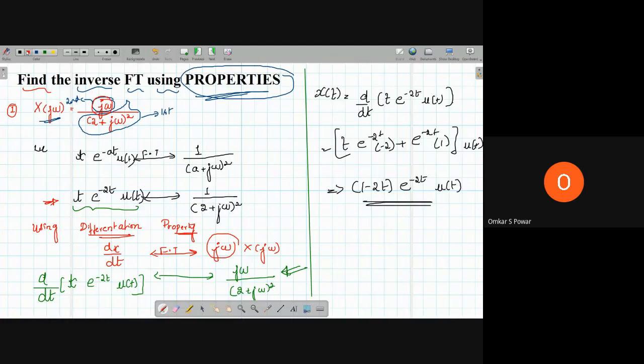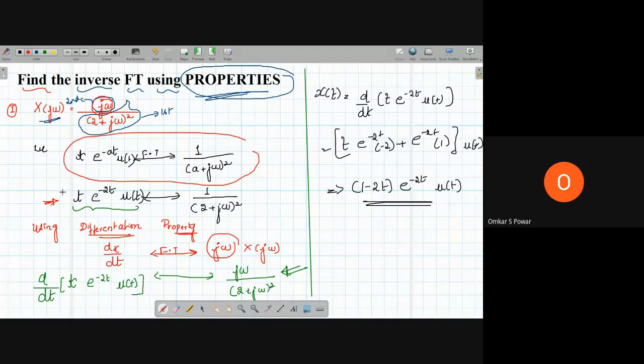So what are the steps I have followed to solve the problem? First we have our frequency domain signal, x of j omega equal to j omega by (2 plus j omega) the whole square. The question is to find the time domain signal, or the inverse Fourier transform, using properties. You can't use the partial fraction method here. Step by step, first I have solved for 1 by (2 plus j omega) the whole square, using that the Fourier transform of t e power minus a t u of t is 1 by (a plus j omega) the whole square.